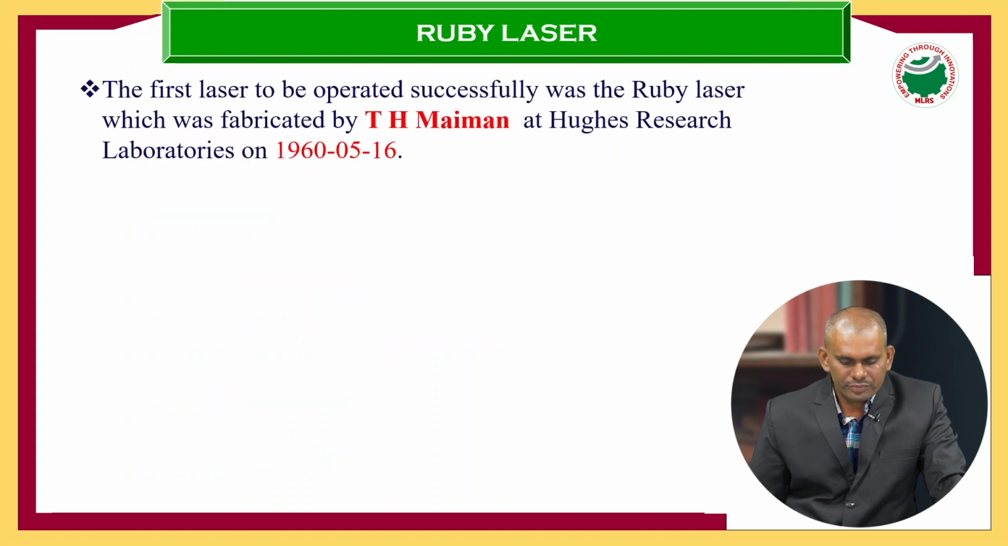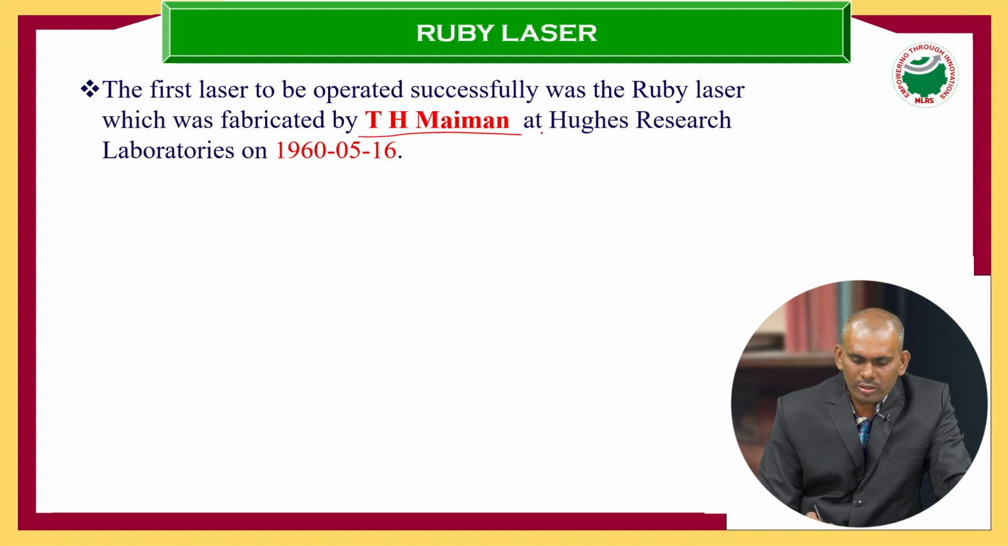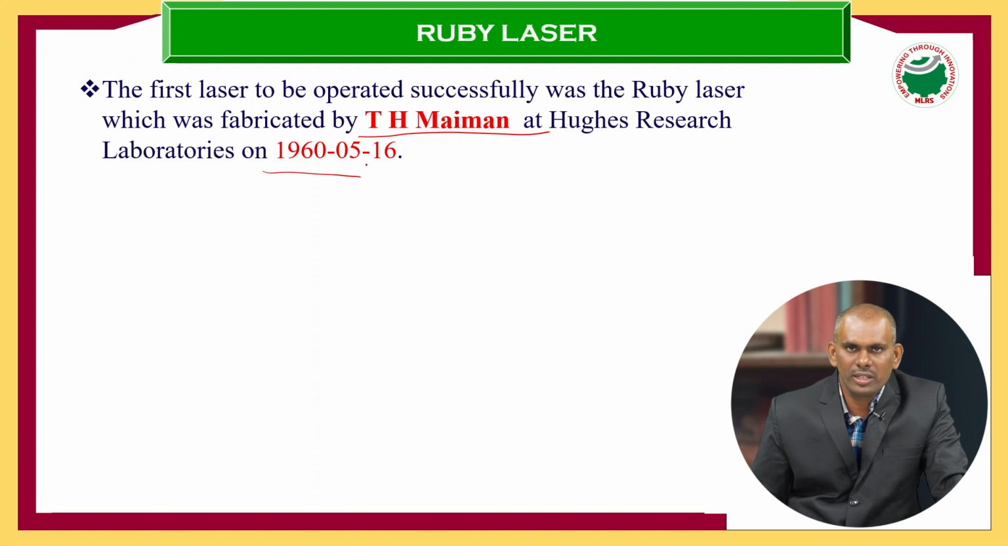Now let us discuss the history of the Ruby laser. The Ruby laser is a solid state laser system, invented by T.H. Maiman in the year 1960. The Ruby laser was the first laser system invented experimentally.